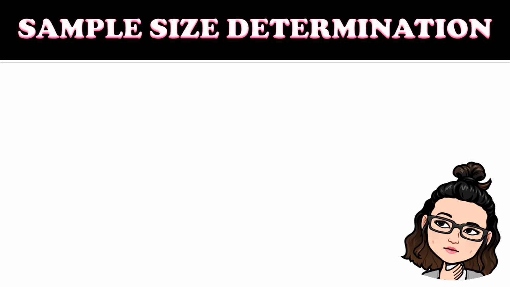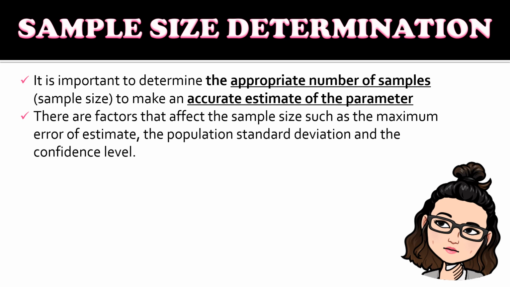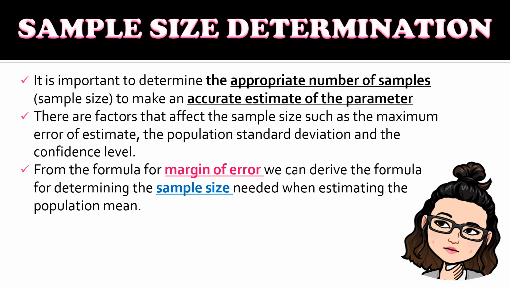So now we have the sample size determination. It is important to determine the appropriate number of samples to make an accurate estimate of the parameter. There are factors that affect the sample size, such as the maximum error of estimate, the population standard deviation, and the confidence level. From the formula for margin of error, we can derive the formula for determining the sample size needed when estimating the population mean.